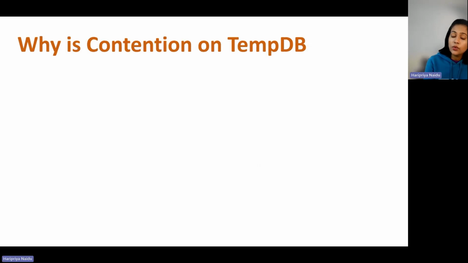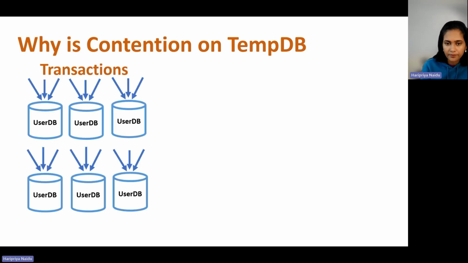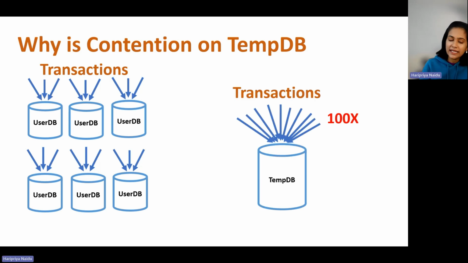So why is there contention on TempDB? Why are we talking about contention on TempDB, but not on the other user databases at the moment? If you take any SQL Server, you have many user databases, and there are a certain number of transactions running on them. But if you take TempDB, you have 10 times the workload or even 100 times the workload on TempDB compared to any other user database.